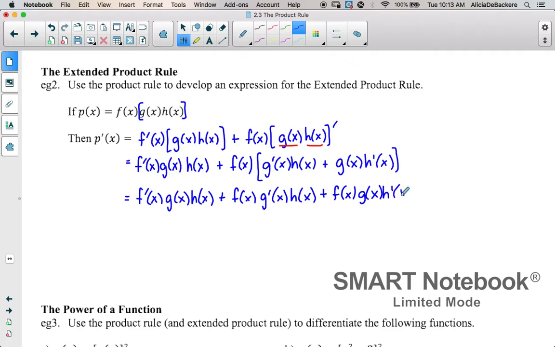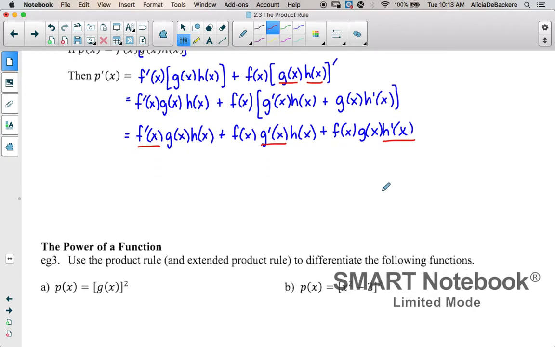And hopefully you can see the pattern here. Each of these three terms, there's three expressions that are being added. Each of them has three parts. They include the f, the g, and the h. But in one of them we take the derivative of f, in one of them we take the derivative of g, and in one of them we take the derivative of h. So when there's three things being multiplied, there'll be three pieces, and I'll take the derivative of each of the three expressions in each of the three pieces.